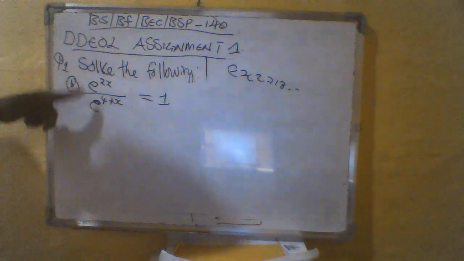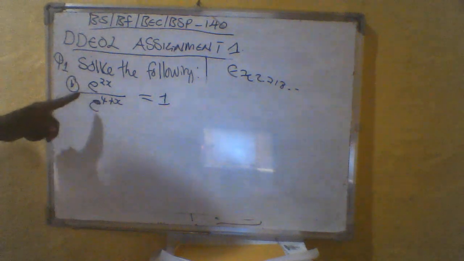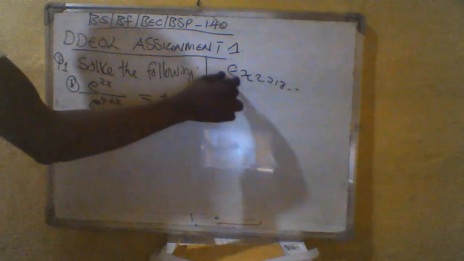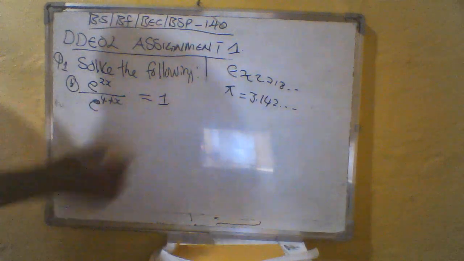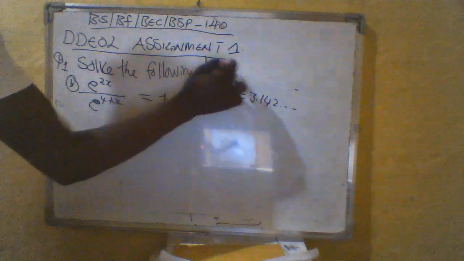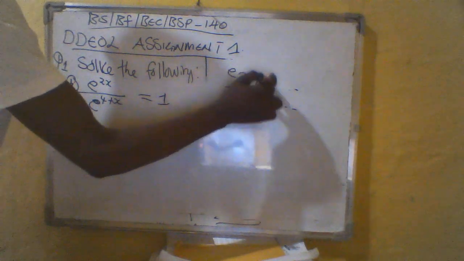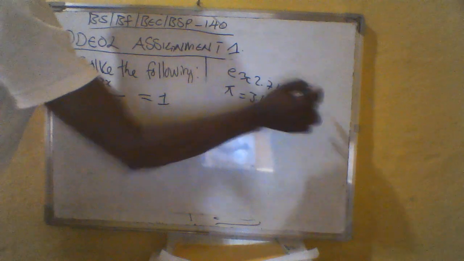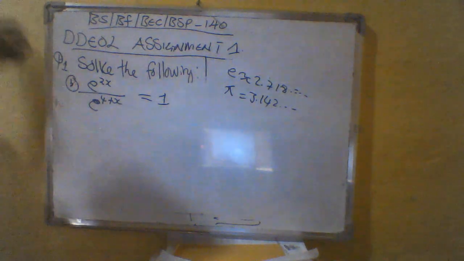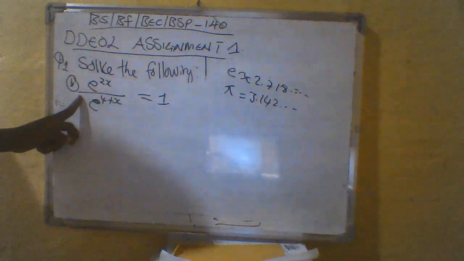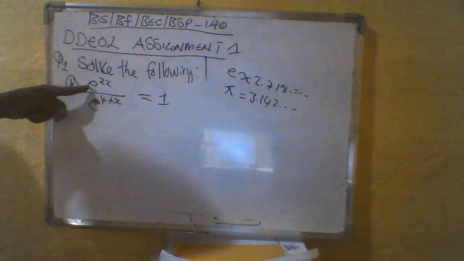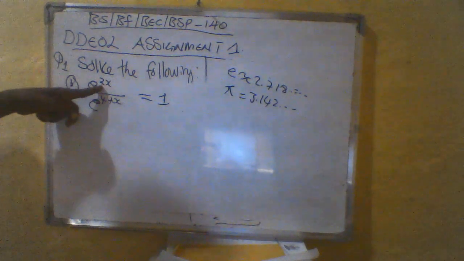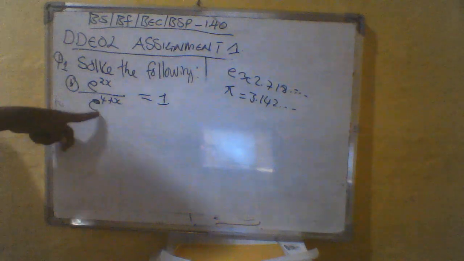So e here is not a variable, e is a number. Just like the way pi is also a number, 3.142, and the count continues. The same is happening with e. e is an Euler number, which is approximately 2.718, and the count continues. So e is a number. So the variable we are looking at here is the x. So this is still an exponential function because it's a number power a variable expression.